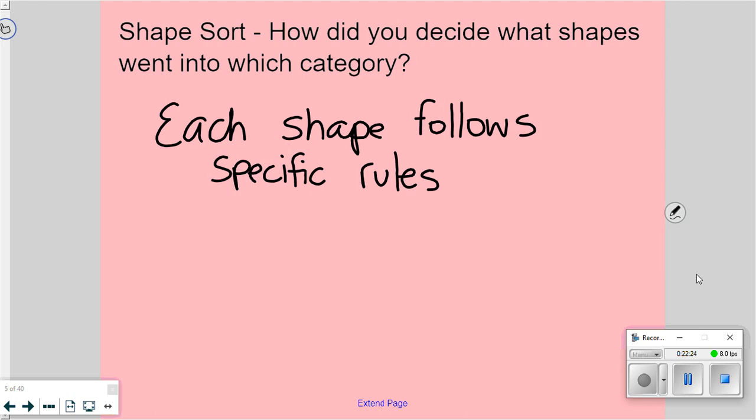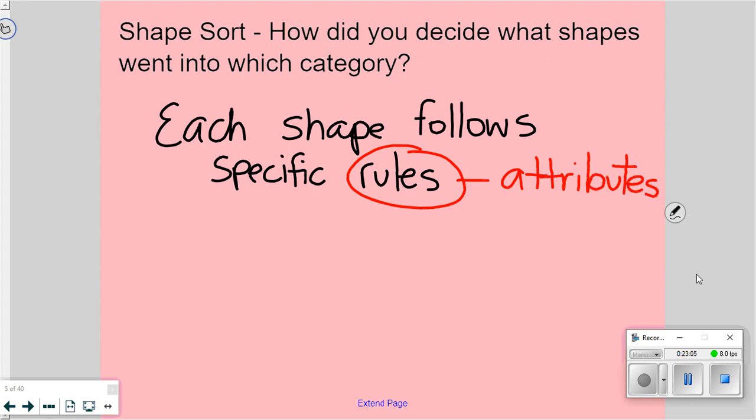Each shape follows specific rules. Just now, we were starting to sort by those rules. In math language, mathematicians call those rules something very specific. Circle that word, rules. The word you're going to see a lot to describe rules is called attributes.